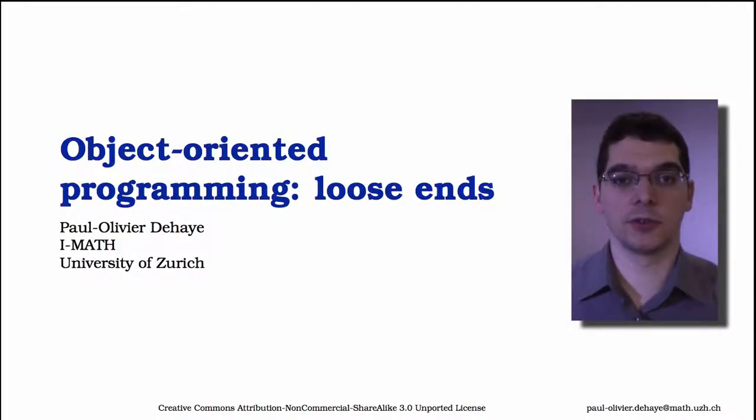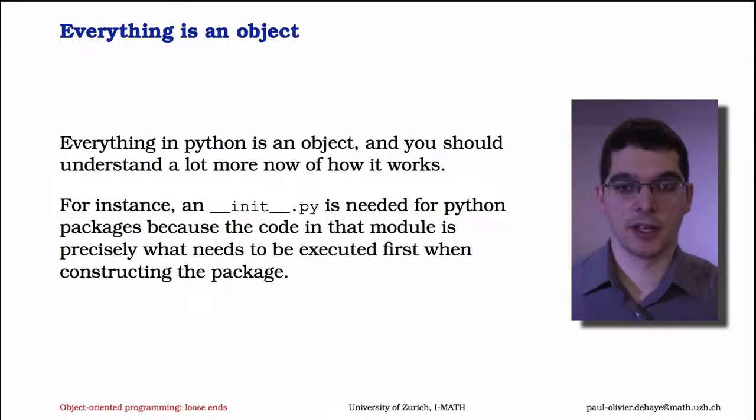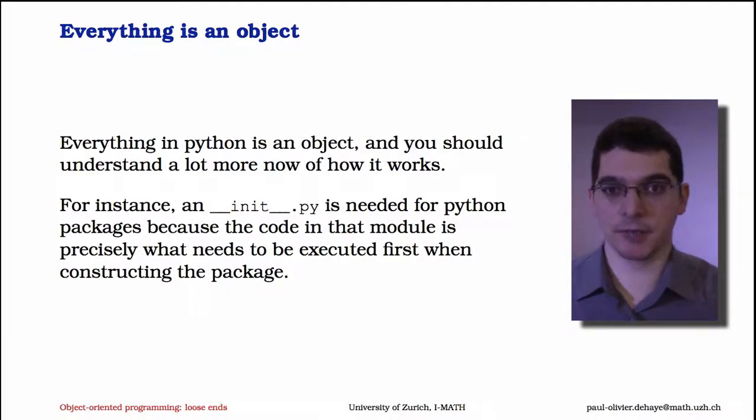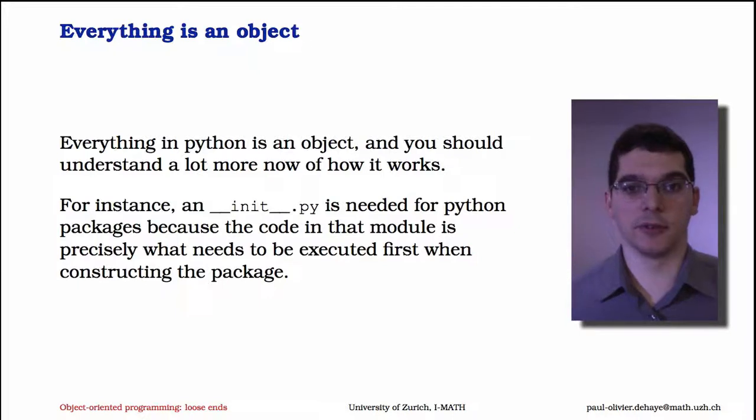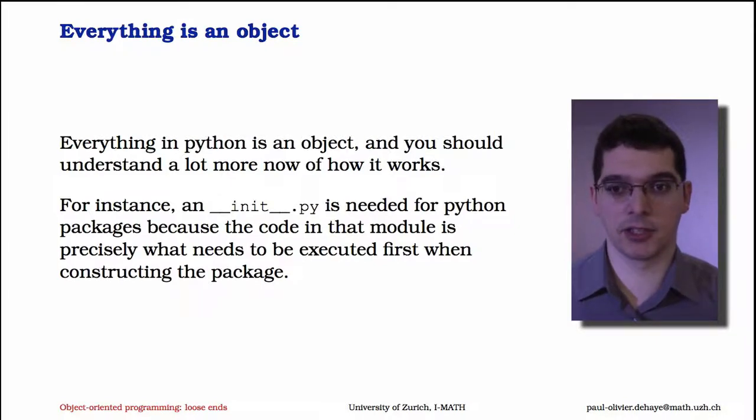So I want now to talk about some of the loose ends relating to object-oriented programming for Python. So, things I forgot to say that I should have said earlier. The first one that I've said, I'm pretty sure, is that everything is an object. And if you remember this principle that everything is an object in Python, it will help you understand a lot of things and a lot of how Python actually works.